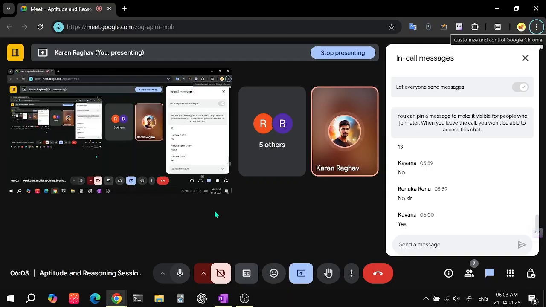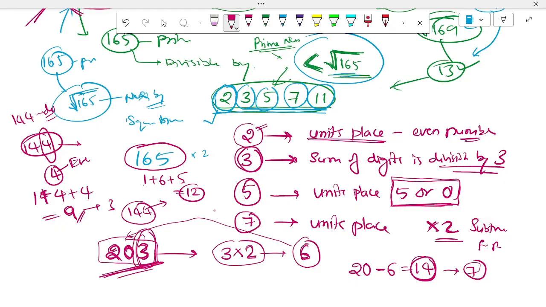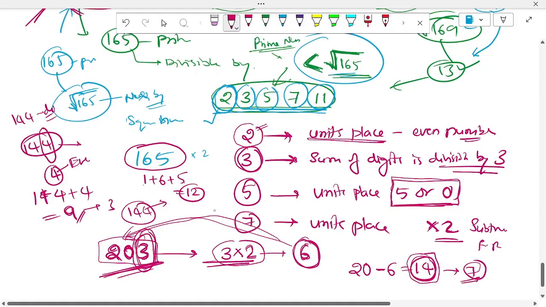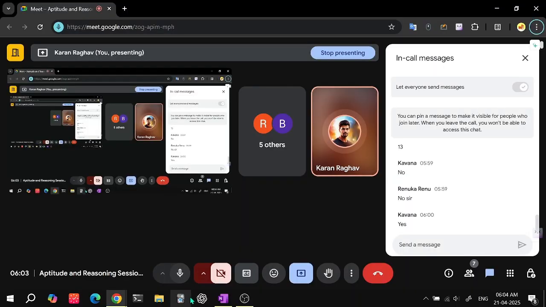Isn't it interesting? You can check any number for divisibility by 7 using this rule. You take the units place, multiply it by 2, and subtract that from the remaining value. If that value is divisible by 7, then the whole number is divisible by 7. This is the trick to check whether a number is divisible by 7 or not. You need not divide and check the whole number. I hope this much was clear to everyone.